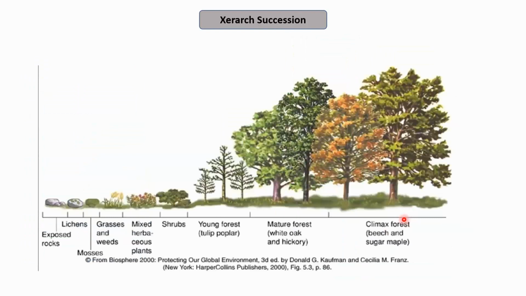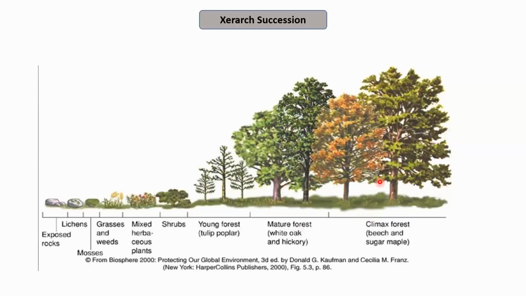If I talk about the xerarch succession, that is the succession that takes place on the land. So we have exposed rocks. Then the lichens come and inhabit those rocks. Then mosses and ferns come and inhabit those barren rocks. Ultimately, grasses start growing, so grasses and weeds come. Then we have mixed herbaceous plants, shrubs, young forest. Then we have the mature forest. As we discussed, this is an example of primary succession, and ultimately we have a climax forest of wheat and sugar. So this is an example of xerarch succession.